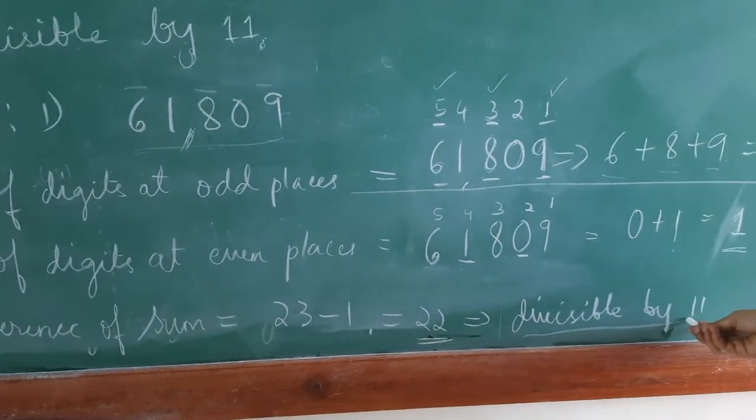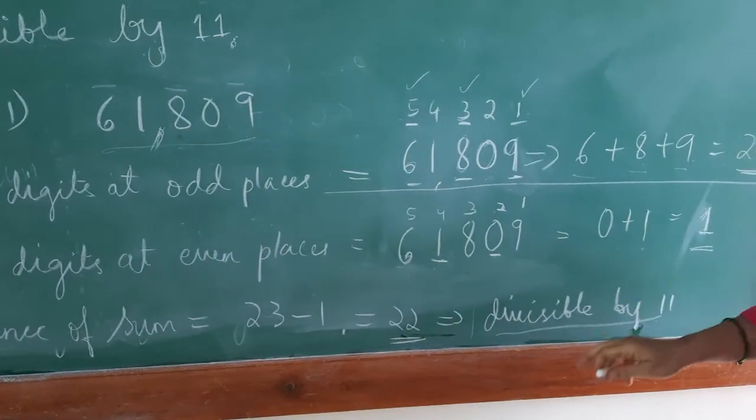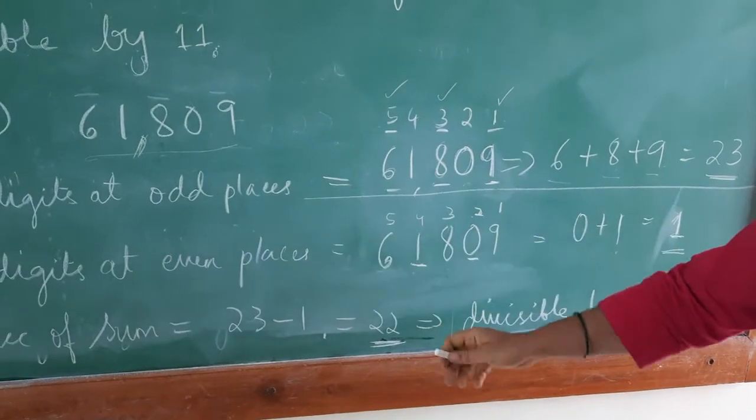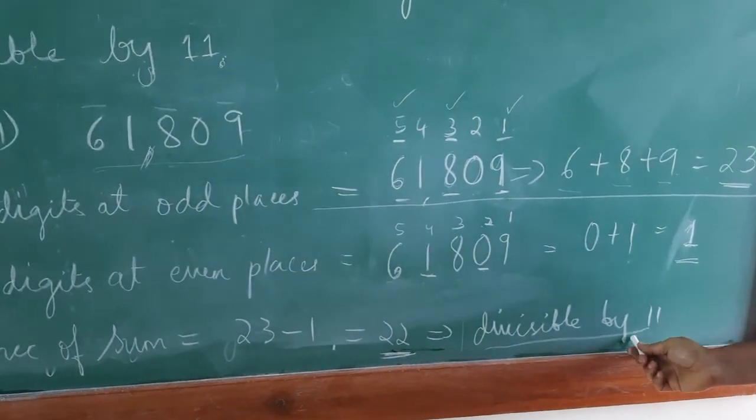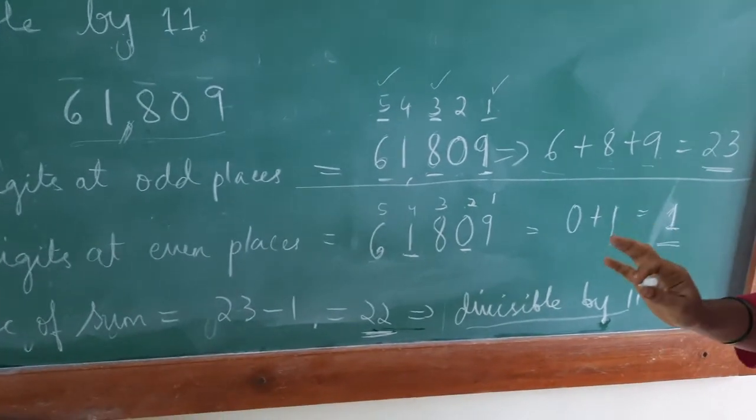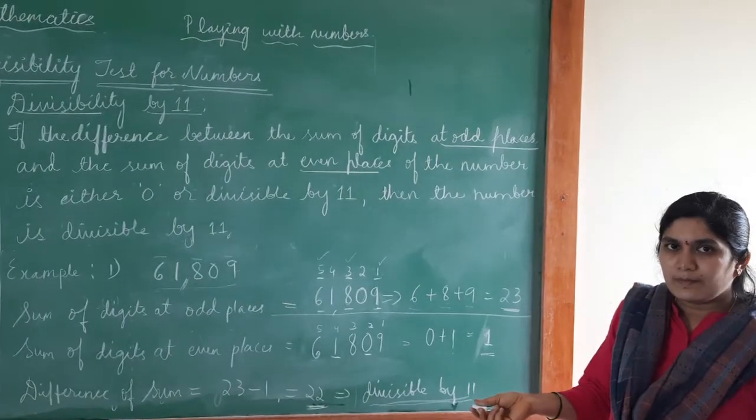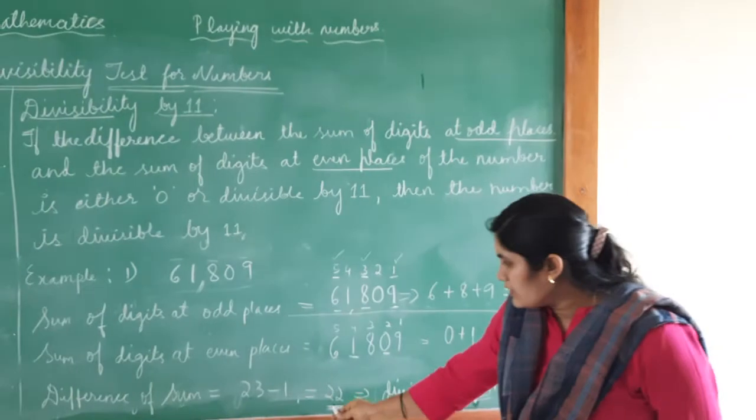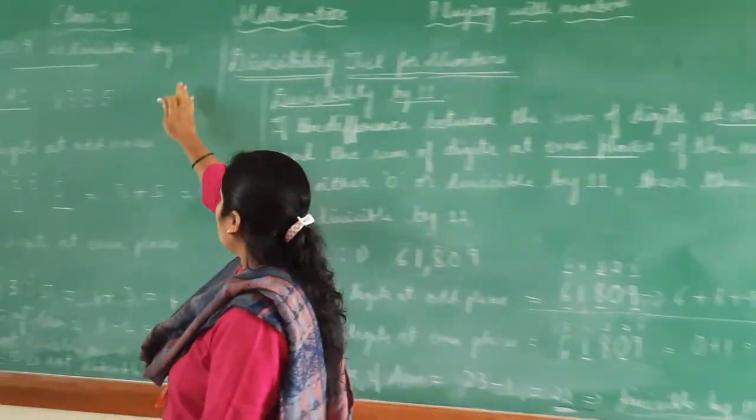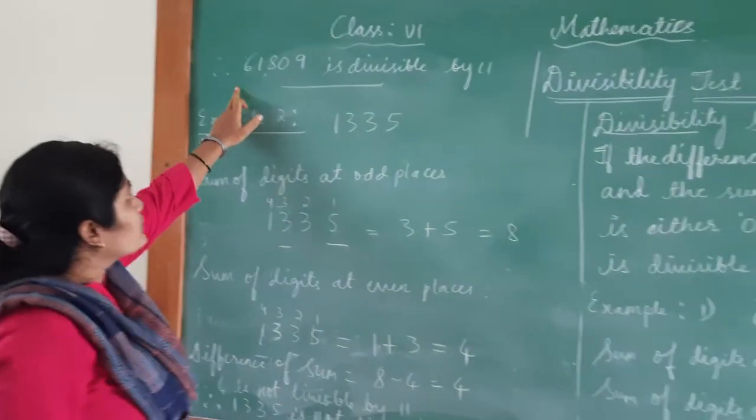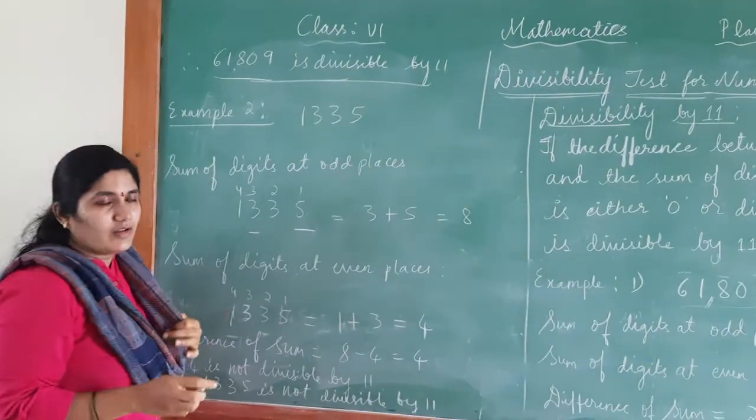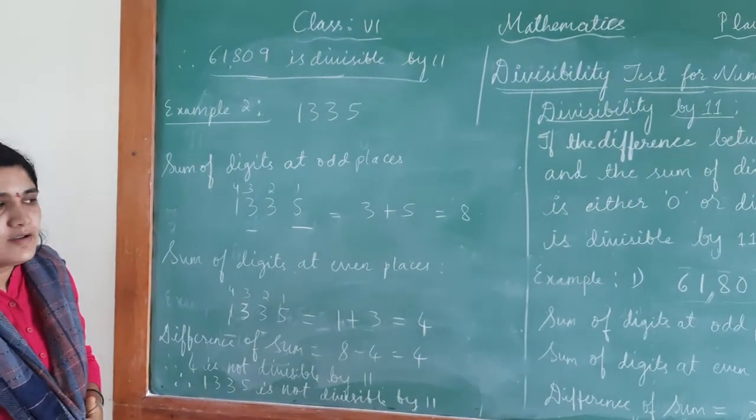22 is divisible by 11. According to the rule, if the difference of the sum of the odd places and even places is divisible by 11 or is 0, then the given number is divisible by 11. As you can see, 22 is divisible by 11. We can say that the given number, that is 61,809, is divisible by 11 according to the given divisibility test.